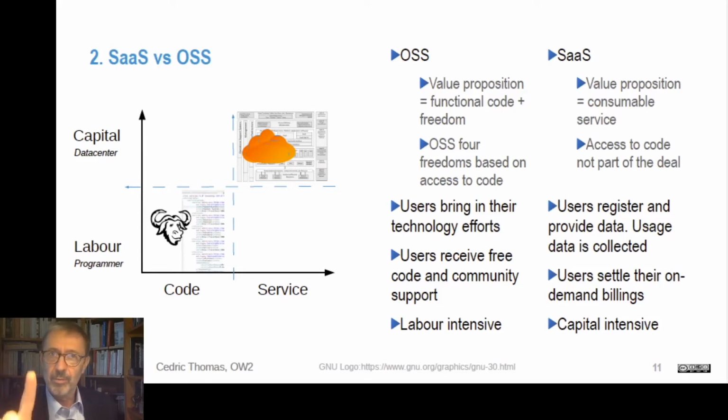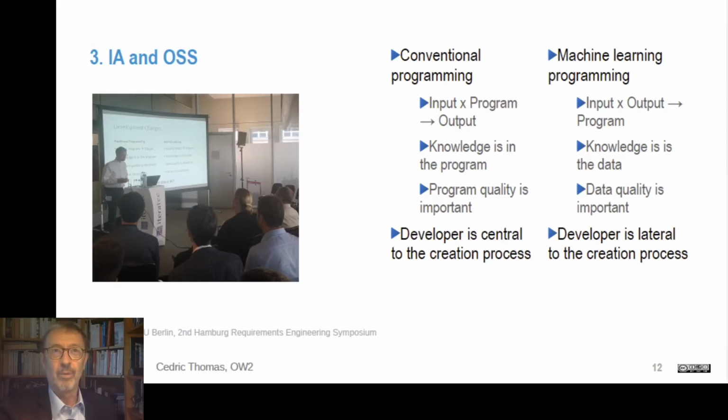Where SaaS and cloud computing take control away from the code to the services, the next challenge is that posed by artificial intelligence, which takes away control from the program to the data. Artificial intelligence is fueled by data, and the center of gravity is shifted from the program to the data, and programming becomes, in a way, secondary.